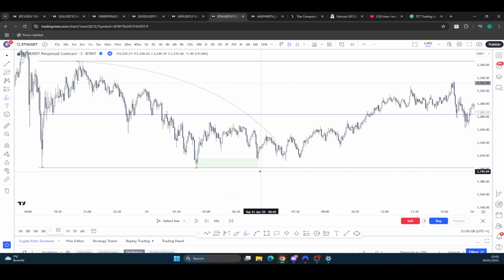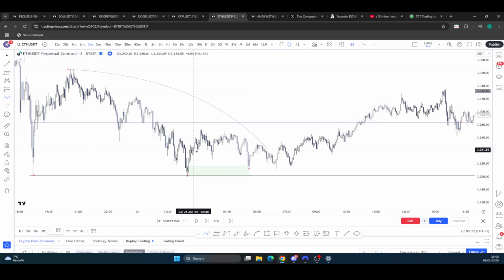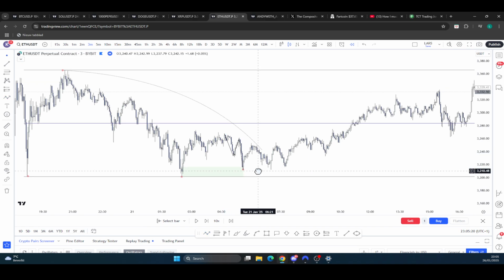So right here, initially speaking, we mitigate that demand zone, but in order to confirm it, we obviously have to break structure back to bullish of our most recent market structure coming into that third tap, which is right here, making lower highs and lower lows. And obviously I'm drawing this following the 6 candle rule that's given to you in the TCT mentorship.